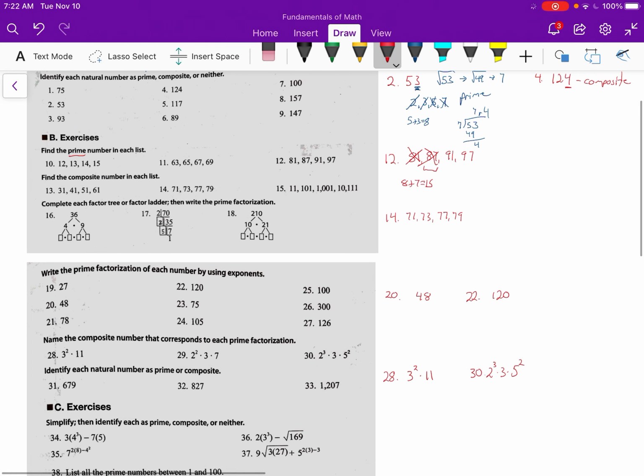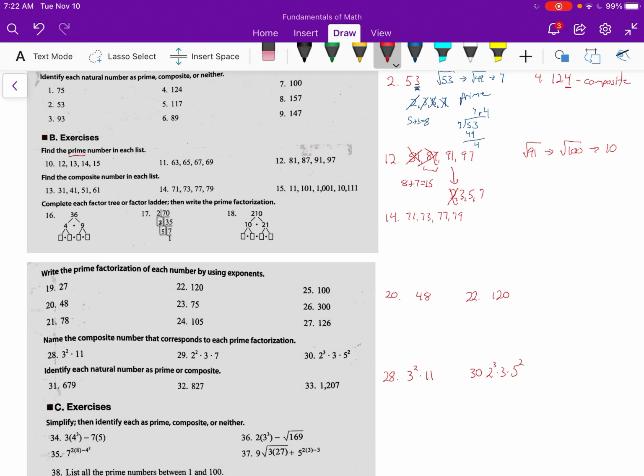91, we can check 3. 9 plus 1 is 10. It doesn't work. So let's work with 91 a little bit. The square root of 91 is close to the square root of 100, so we're going to try up to 10. If 5 doesn't work and 2 doesn't work, 10 won't work. So for 91, we're going to try 2, 3, 5, 7, and those are the only prime numbers under 10, so we just have to try those.